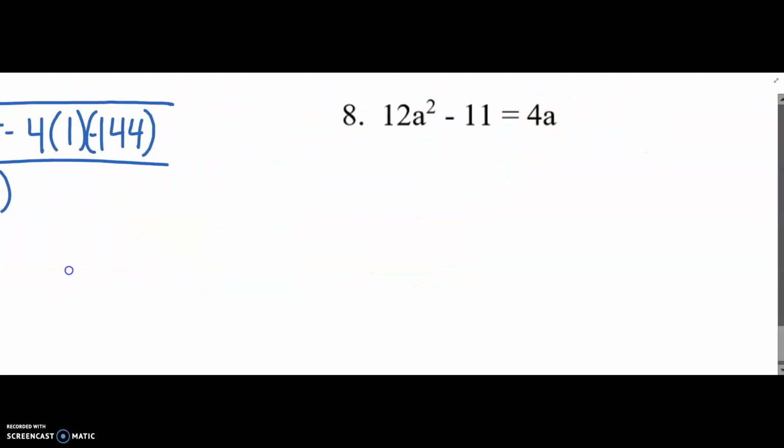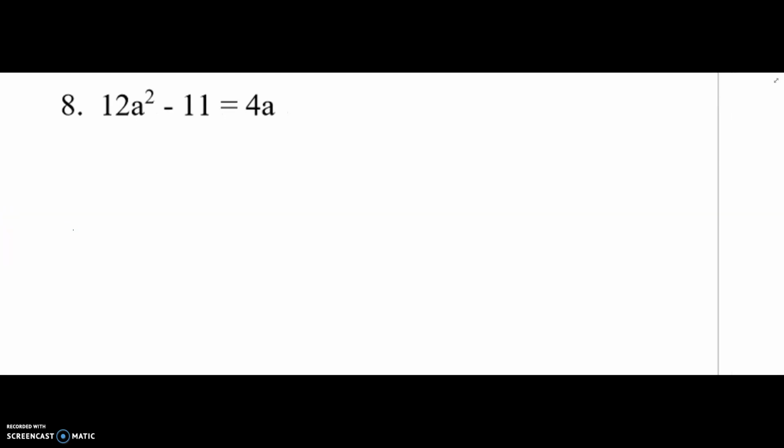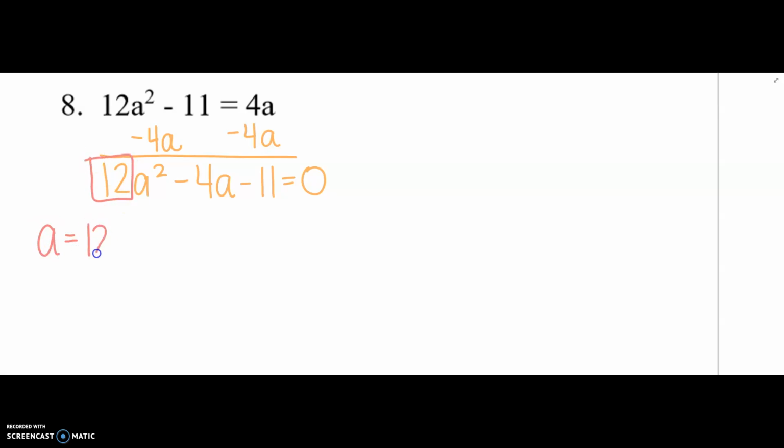All right, last problem, number 8. First thing we need to do here is reorder my problems so that they're in standard form. To do that, I have to subtract 4a from both sides, and I'm left with 12a squared minus 4a minus 11 equals 0. I'll list my a value, which is 12, my b value, which is negative 4, and my c value, which is negative 11.